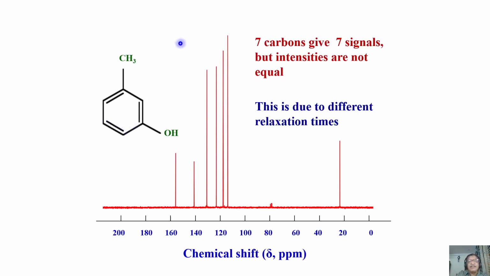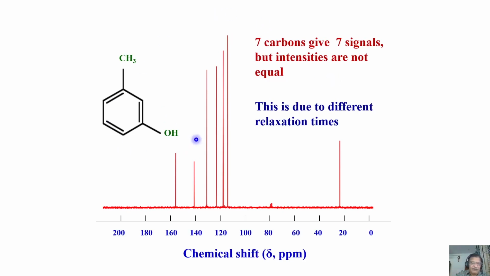If you give the relaxation delay between the pulses, you first apply a pulse, collect the signal, give a delay, again apply the pulse and collect the signal. You can do this co-adding of the signals. But before you apply another pulse, you have to wait for 100 seconds. If you do that, then all the carbons would have relaxed back to thermal equilibrium. Then you will get equal intensity. But normally we don't do that because it takes a lot of time.